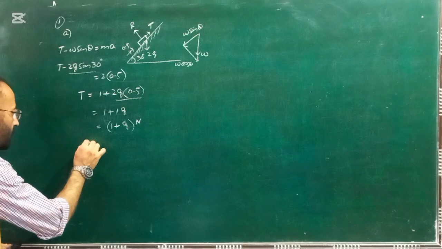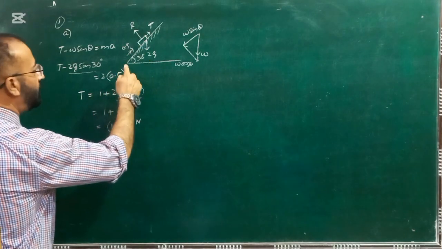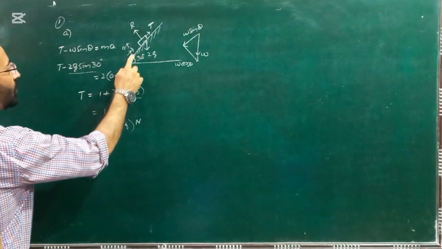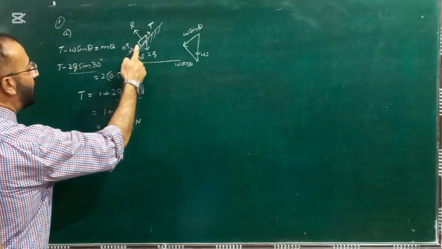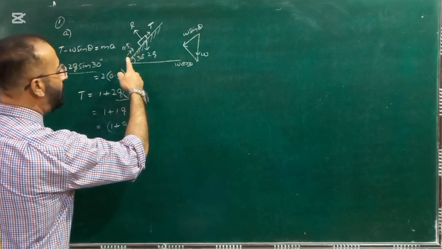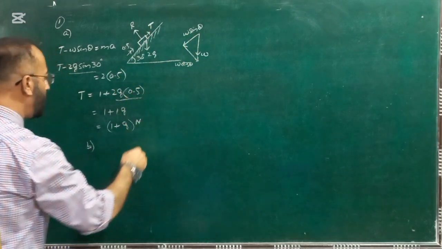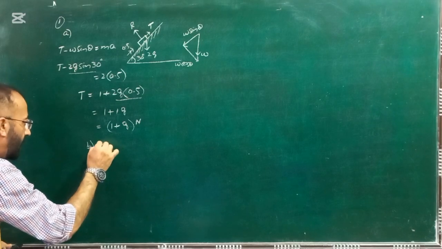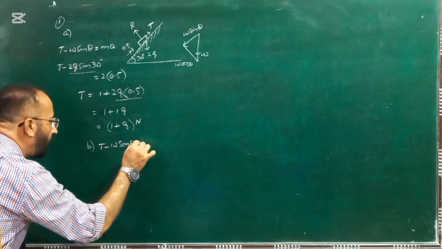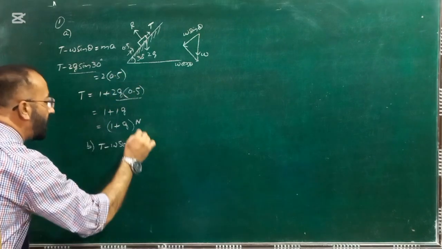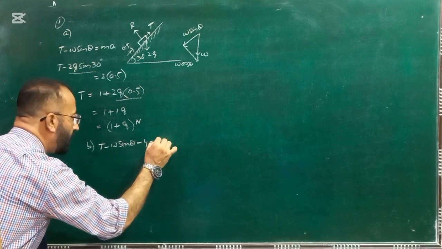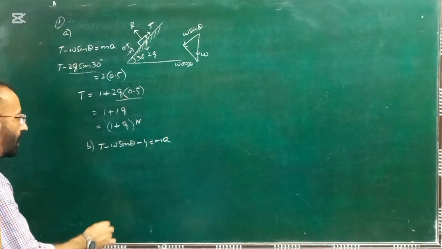Okay, in the B part, it is given that the plane is rough and the frictional force is 4 Newton. So now the 4 Newton friction and the component parallel to the plane will be subtracted from T. So look, T minus W sine theta minus frictional force, that is 4, in the second part. This will be the resultant force, which will be equal to MA.